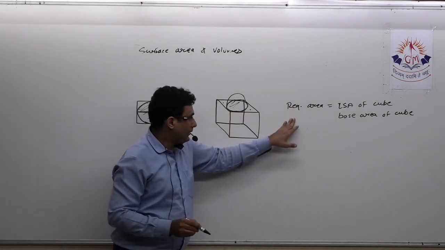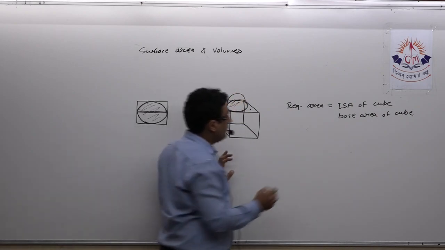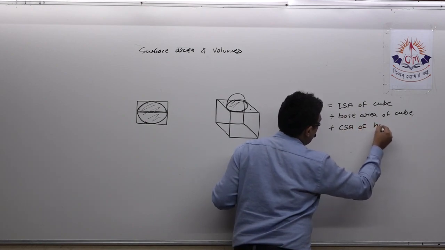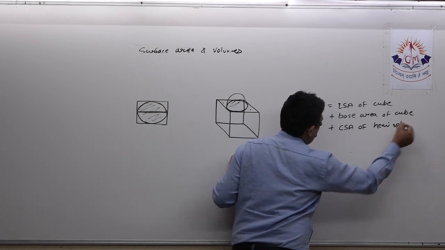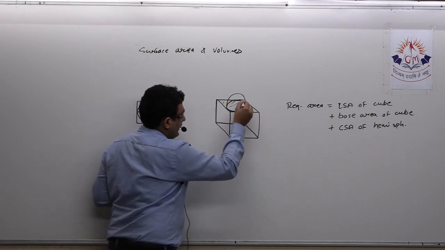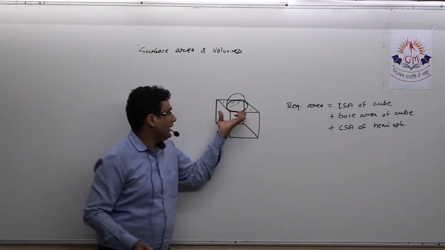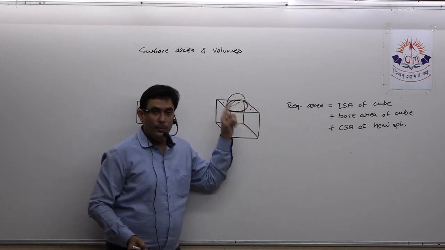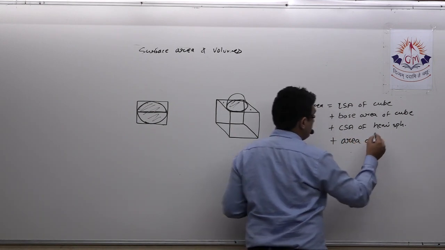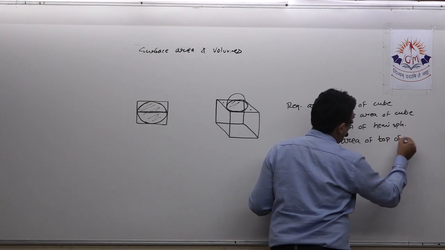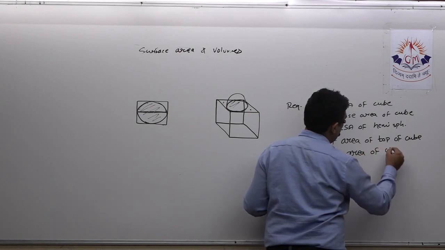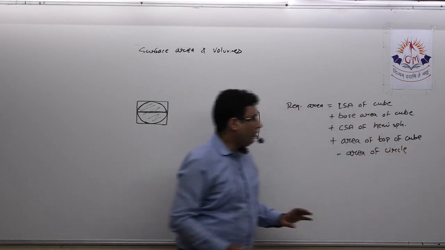So other than this, I can write CSA of hemisphere, curved surface area of hemisphere. Now these four portions are painted, but this circular portion cannot be painted. So here I can write area of top of cube minus area of circle. So these all give you the required area.